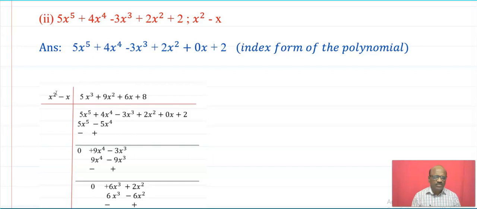Now multiply x square by this 5x cube, then you will get 5x raised to 5. Multiply x by this 5x cube, then you will get minus 5x raised to 4.